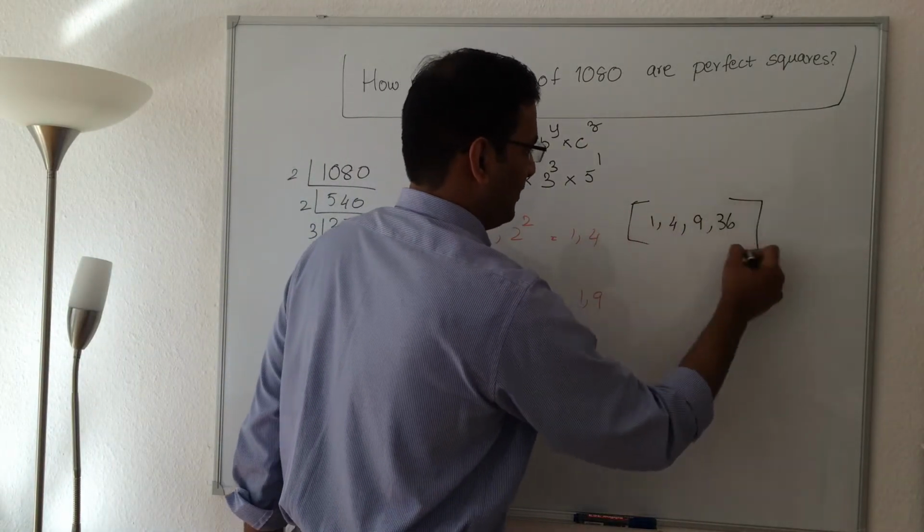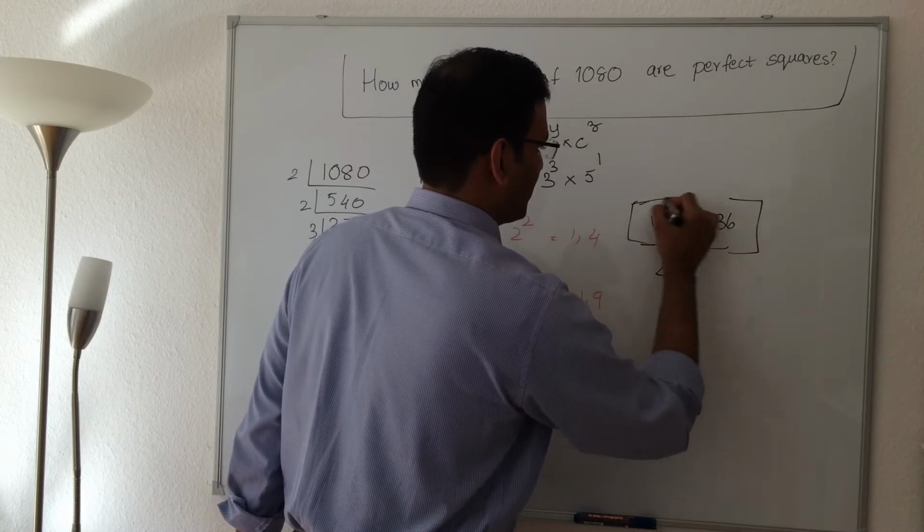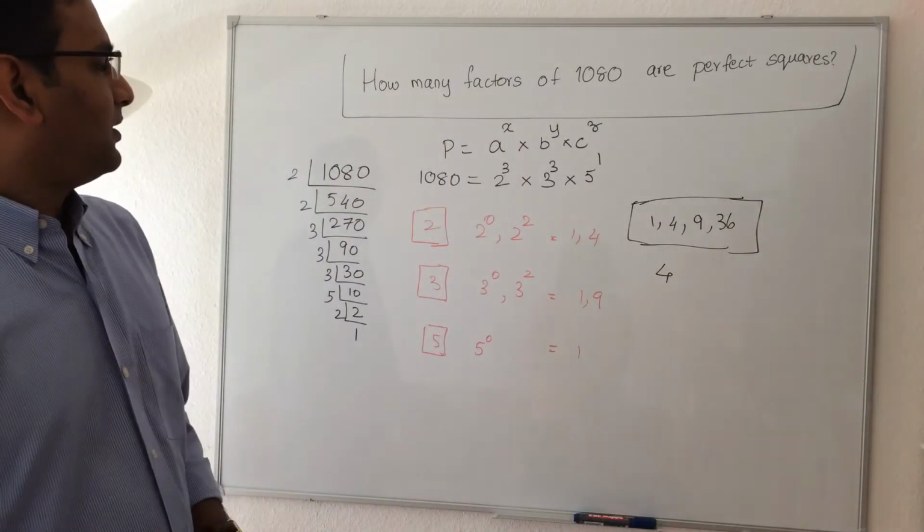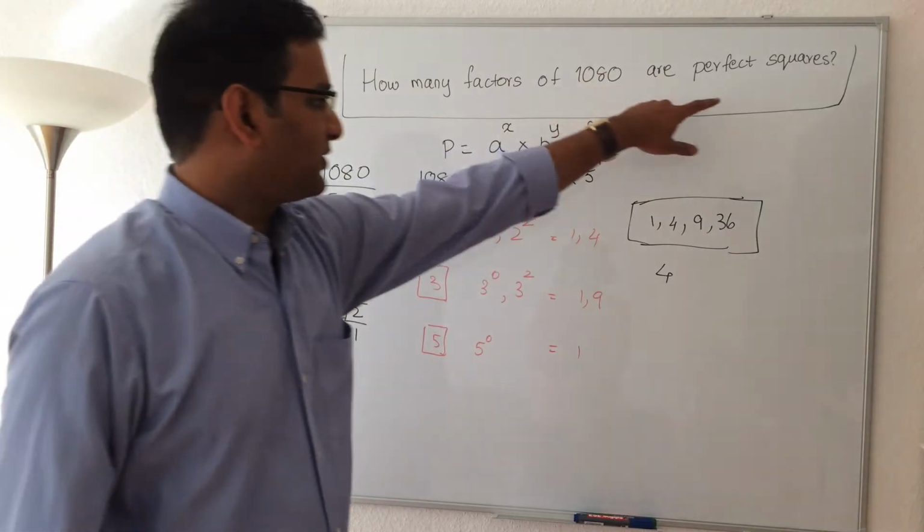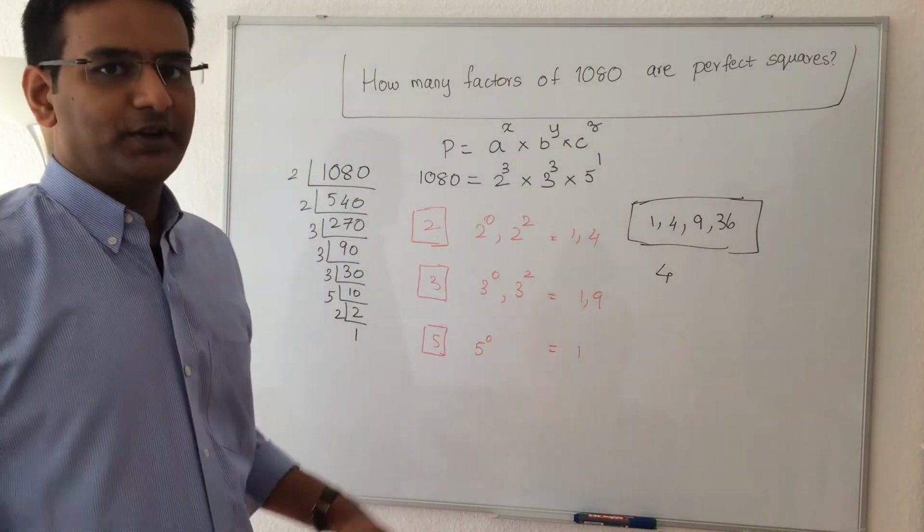So we have 4 numbers which are factors of 1080, which are perfect squares. This is the solution that we were looking for.